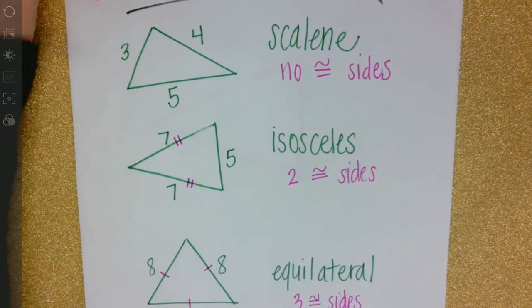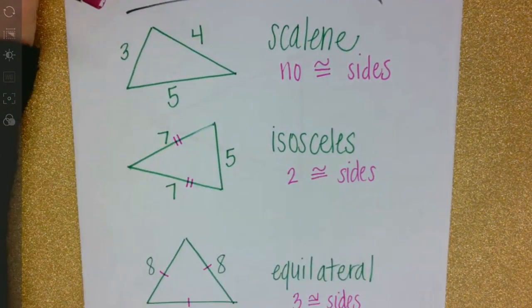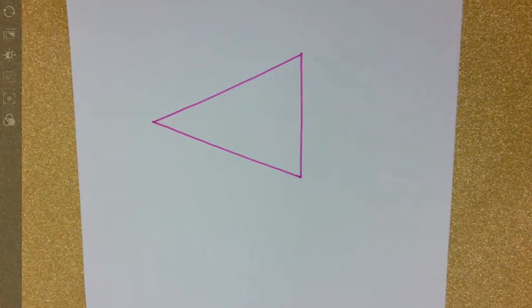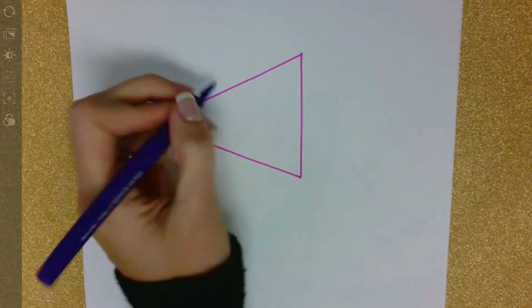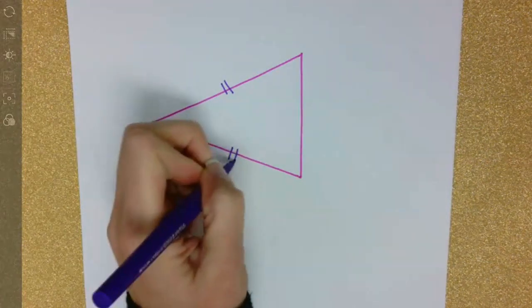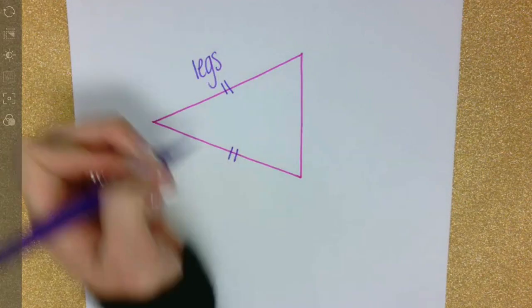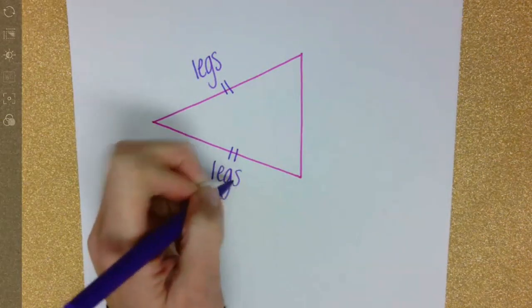Today we're going to talk a little bit about some vocabulary of the isosceles triangle. So here is an isosceles triangle. I'm going to say that these 2 sides of the triangle are congruent. We call the congruent sides the legs. Okay, we got 2 legs.